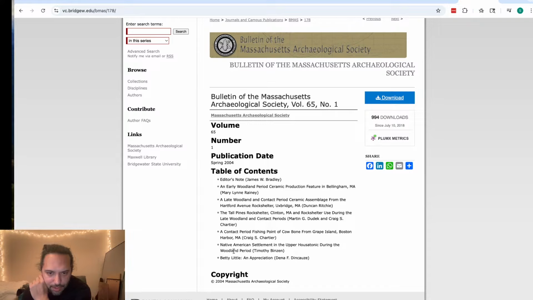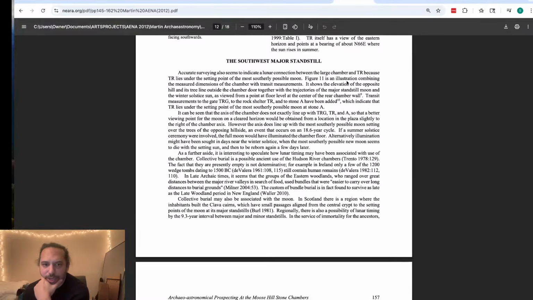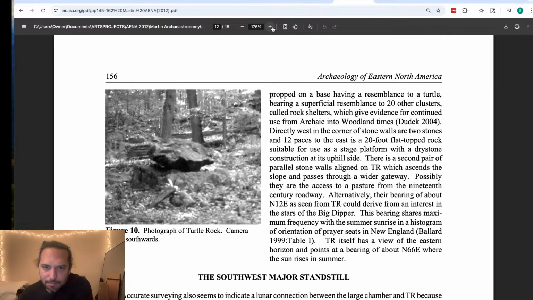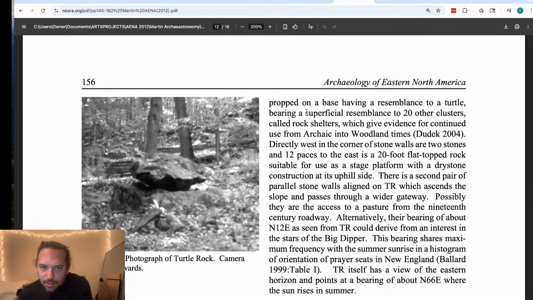Yeah, I don't think this guy went to New York, so I don't know why he brings him up. Why does he bring him up when he's talking about Turtle Rock? Let me read that again, because I didn't get it. Bearing a superficial resemblance to 20 other clusters called rock shelters, which give... Oh, he's saying just in general in all of New England, which give evidence for continued use from archaic into woodland times.